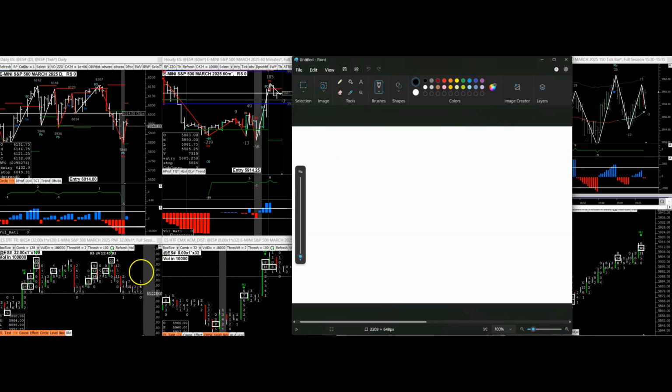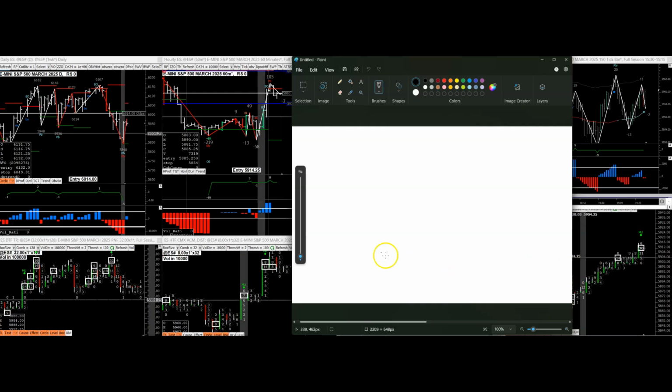So this is the tape reading chart, which you see at the bottom right here. The idea is really simple. When you have a column, let's say this is high volume at the high, this is high volume at the low. And then sometimes there's high volume in the middle. A lot of times there's high volume in the middle. So how do you read this?